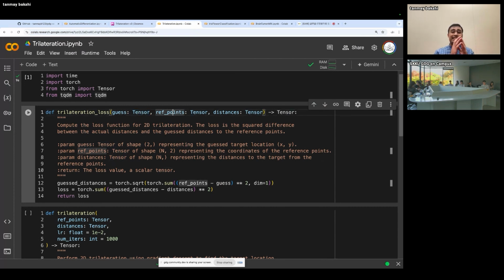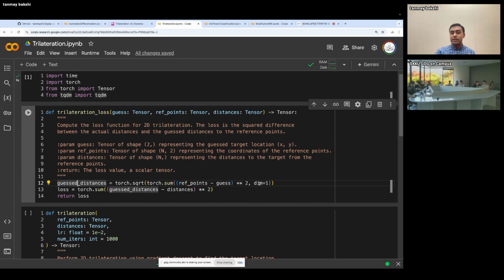We're also taking a tensor containing the reference points. In this case, we expect 3 reference points, so the shape of this matrix will be 3, 2, because there are 3 reference points with x and y coordinates. And then we're also taking the distances. These are how far away we know we are from the reference points, so we can figure out the error of the guess. So the first thing we do is compute the guessed distances.